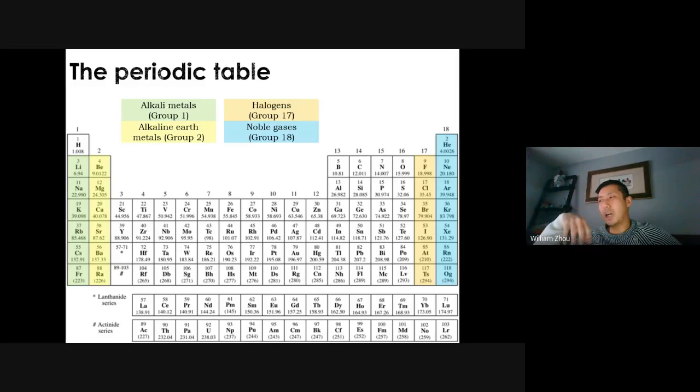Those 4 columns are the only columns that have names. We also call them families. The other columns don't have names. We just refer to them by their number, like group 13, group 14, group 15. They don't really have a name, but these guys have a name. You need to know their names. You need to know the members of that column and their chemical properties. Why do they have names? They have names for a reason, because they have special predictable properties, and they're all very similar to each other.